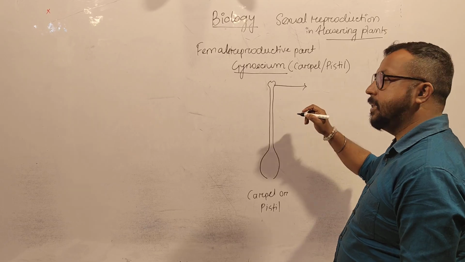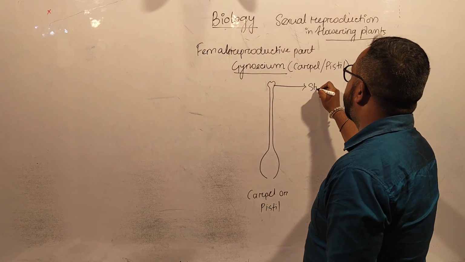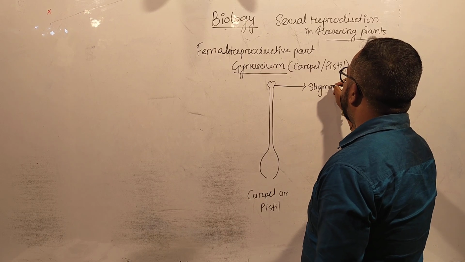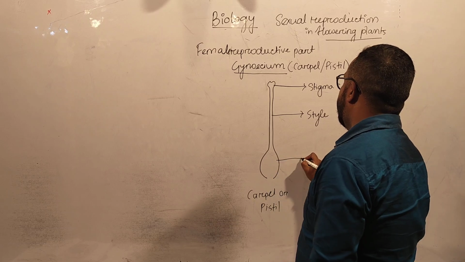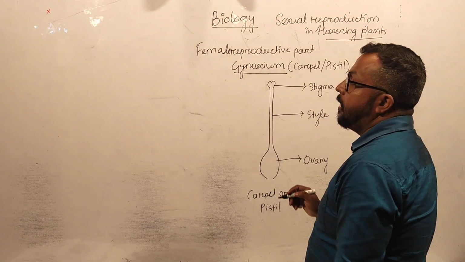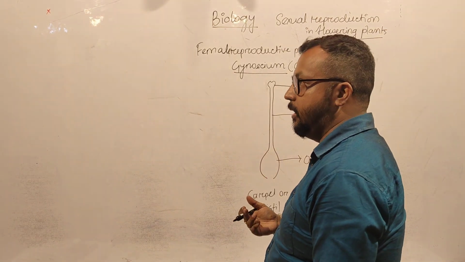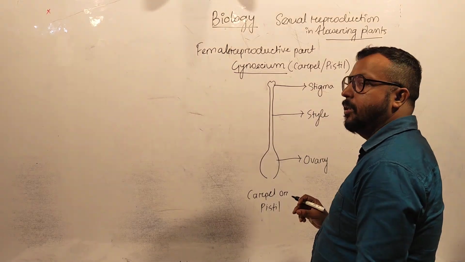Now looking at the parts of the carpel or pistil, this part is stigma. This part is style and this is ovary. Stigma is the landing platform for the pollen grains, whereas the style is the connecting part between the ovary and the stigma.